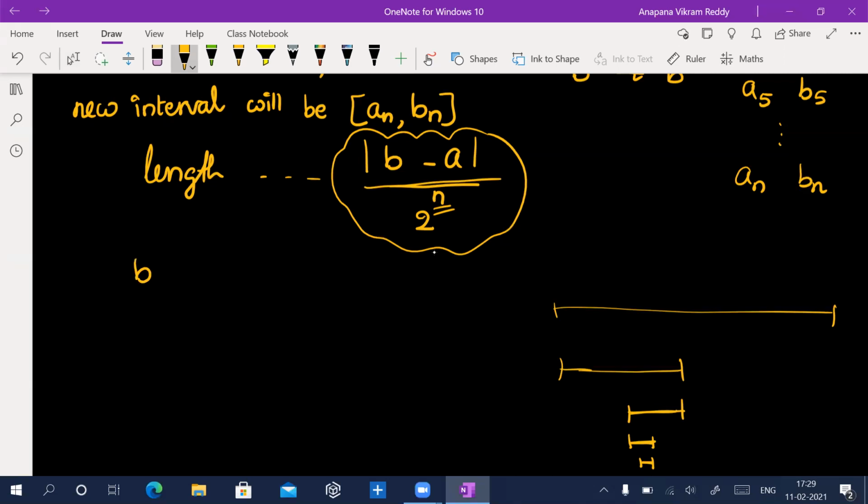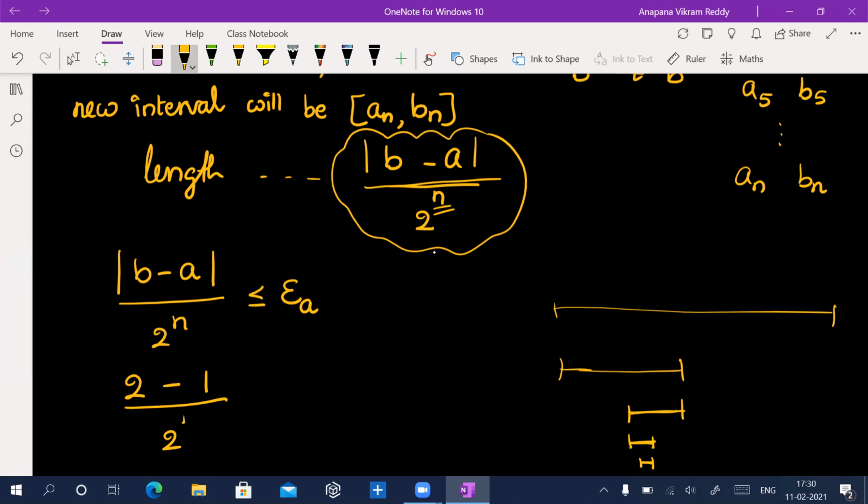Now I need to achieve accuracy. What is that accuracy? I must achieve 0.001. Now what is my b? B is 2, a is 1. So this is 2 power n. I don't know what this 2 power n is, so it should be less than or equal to 0.001. Now we solve this.